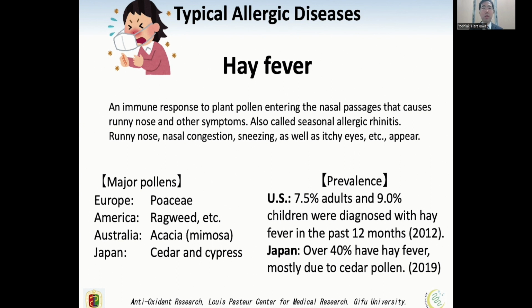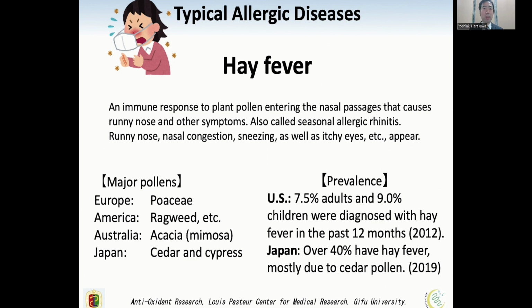Hay fever, also called seasonal allergic rhinitis, is an immune response to pollen from plants such as cedar that enters the nasal cavity, causing runny nose and other symptoms. The main pollens that cause the disease vary greatly from region to region. In Europe, the main pollens are the Poaceae family. In the United States, ragweed, etc. And in Australia, acacia is famous. In Japan, cedar pollen is the overwhelming majority.